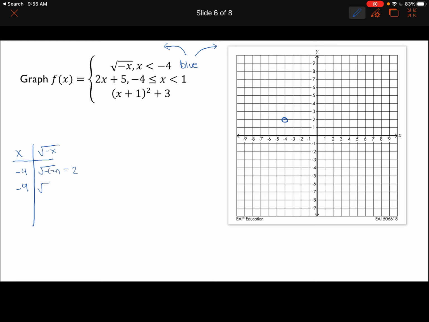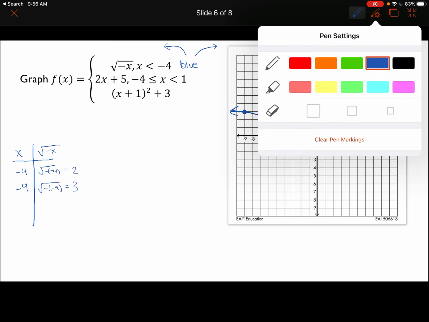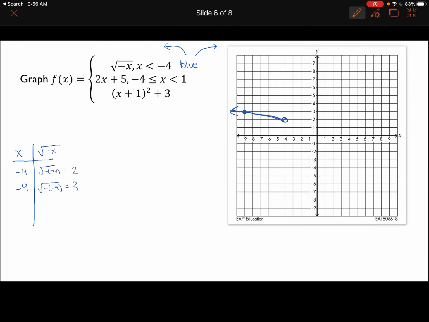And so we get the square root of -x, which is the square root of 9, and that's going to equal 3. So when x is -9, we get 3. And this graph is just going to keep going. So its end behavior, remember, for a square root function, is going to go to infinity. So we get that. And so then for our middle function, 2x plus 5, x is between -4 and +1.